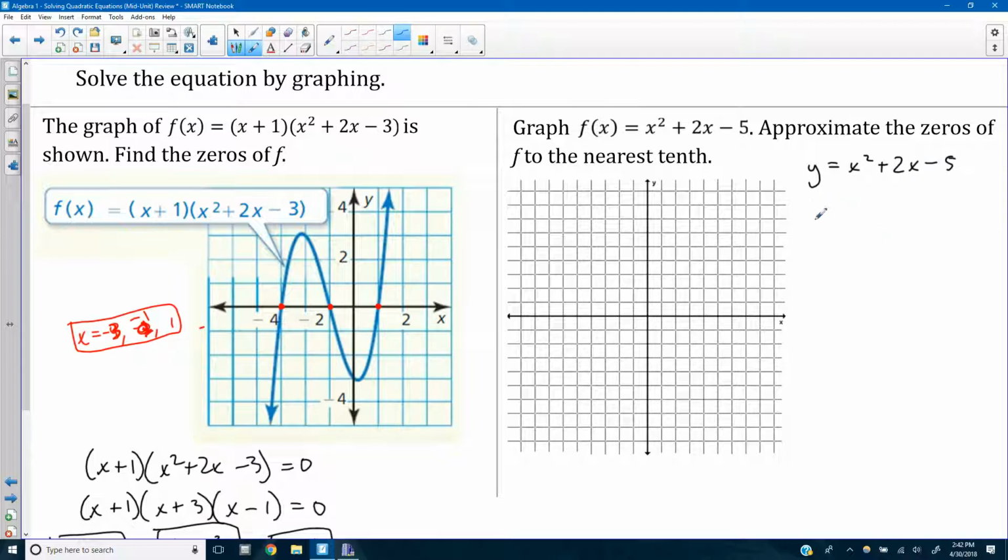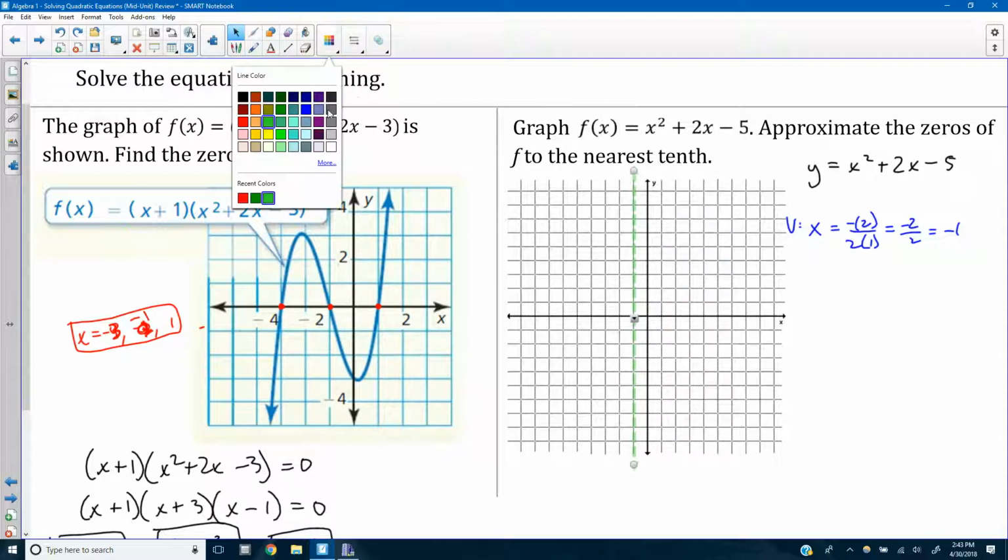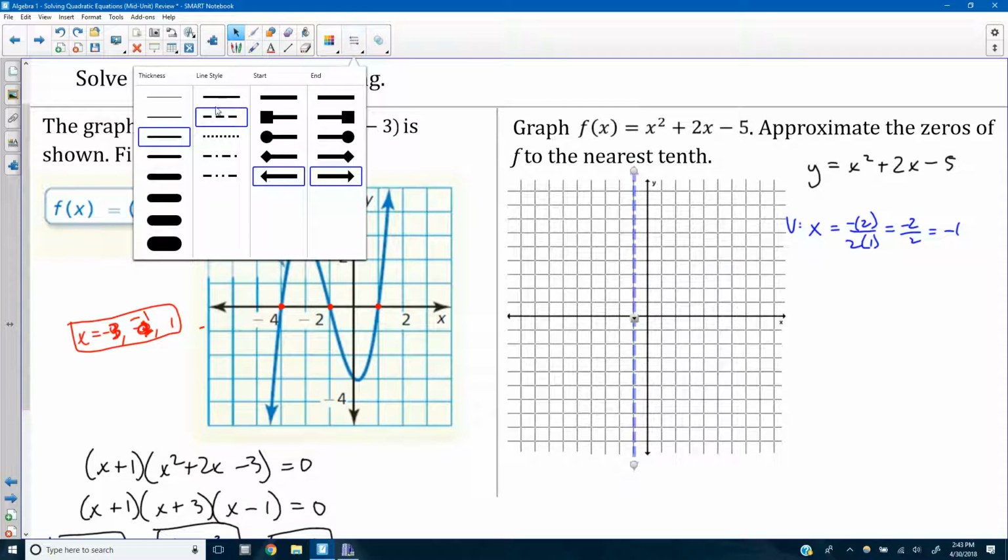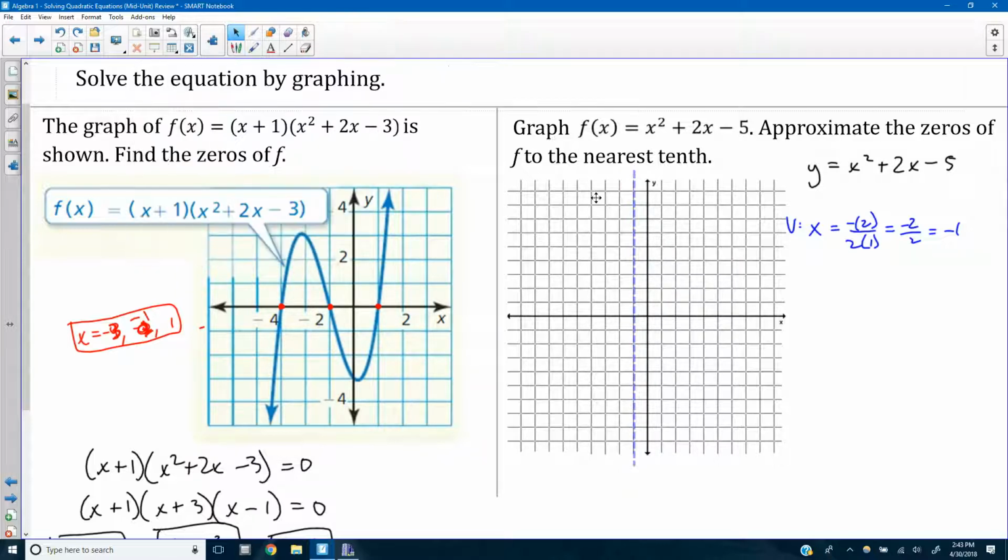Let's find the vertex. For the vertex, the x value is -b over 2a. That's -2 over 2, which is -1. So the x value of the vertex is at x equals -1. We know it's somewhere along this line right here. Okay. Now, the y value is going to be found based on plugging in the x value there. So I'm going to do that in just a moment. Let me clean this stuff up here. So the y value is by plugging in that x value.